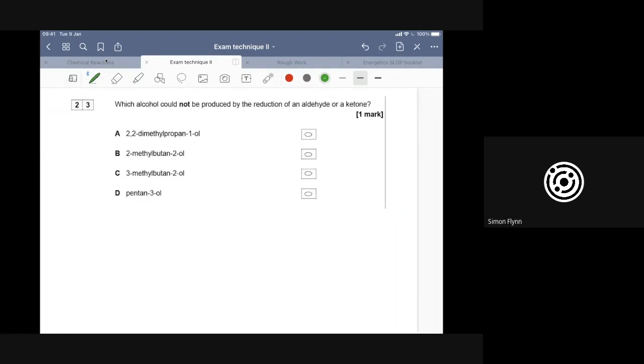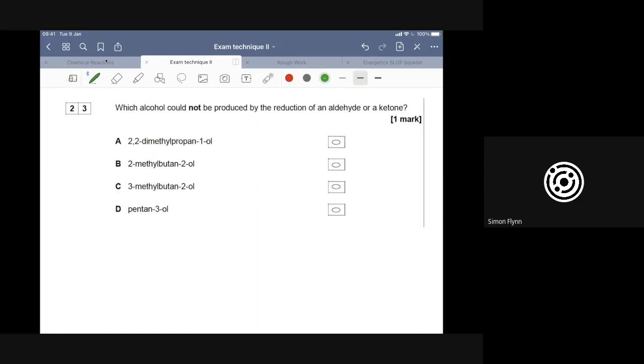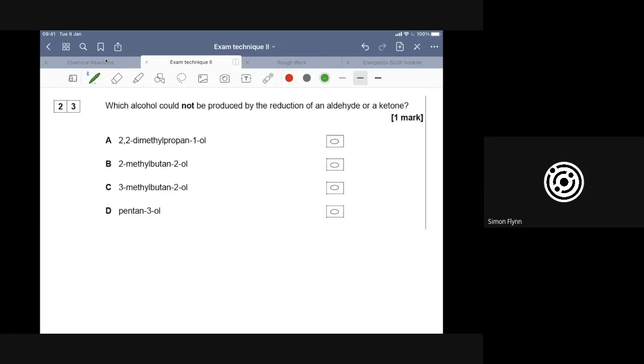For this one, I would do skeletal formulae. In fact, I haven't done enough skeletal formulae today. I should have picked more examples where I could do skeletal formulae. So we've got propan-1-ol. We've got 2,2-dimethyl. We've got butan-2-ol. And we've got 2-methyl. We've got butan-2-ol and 3-methyl. And then we've got pentan-3-ol.